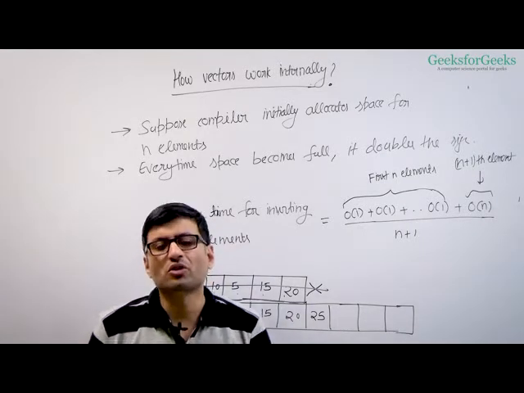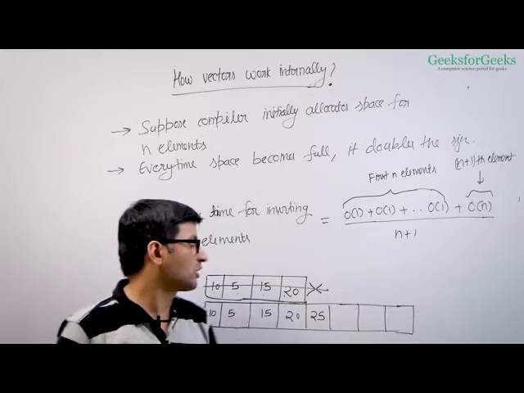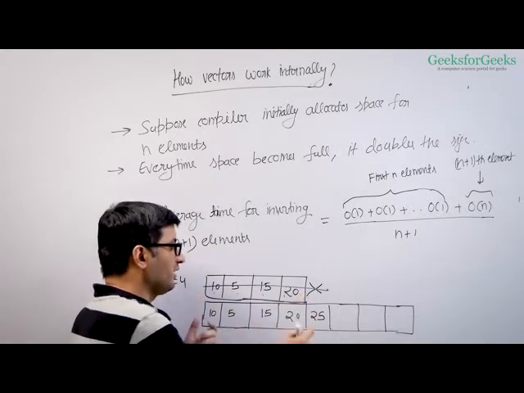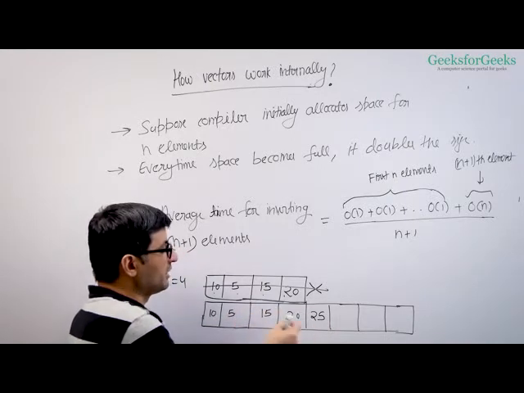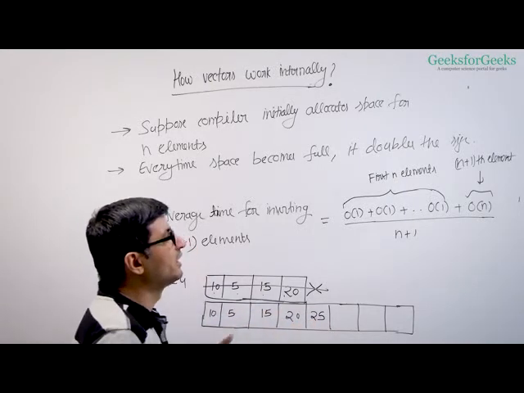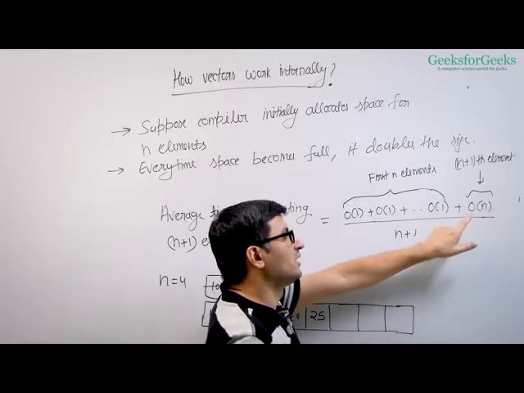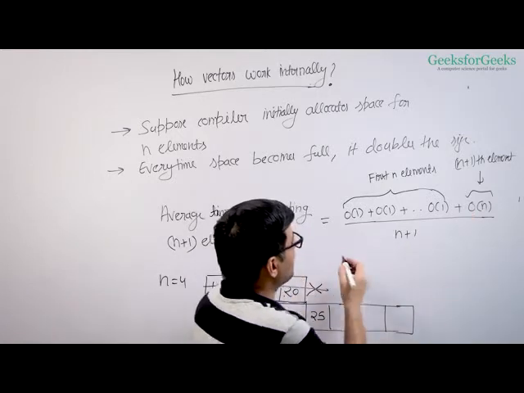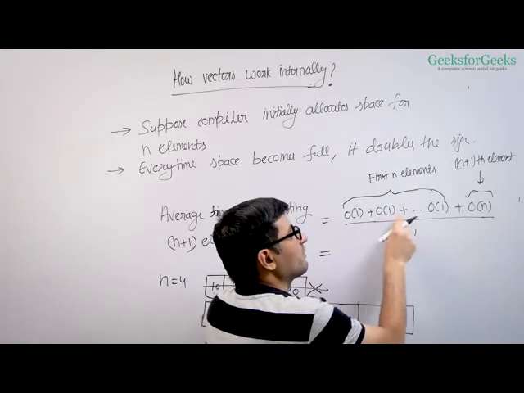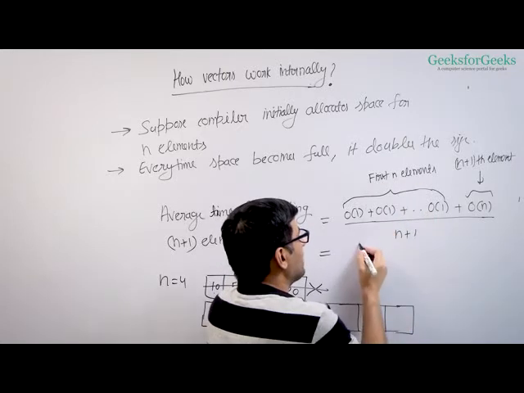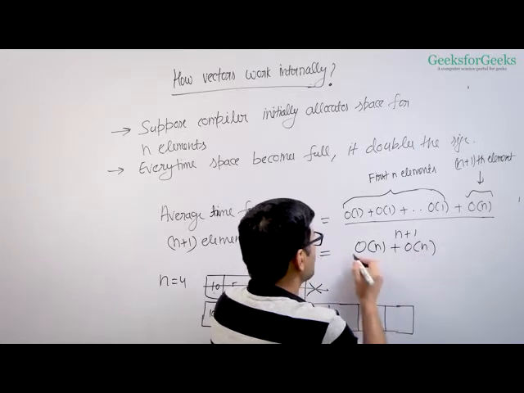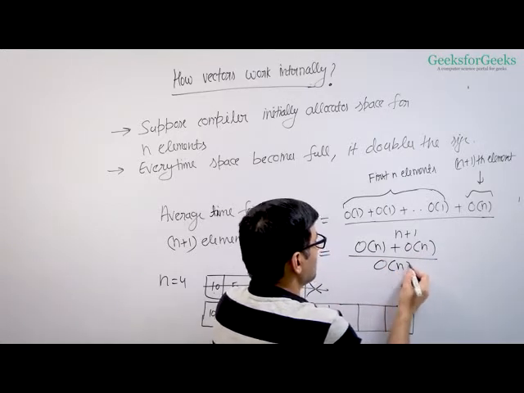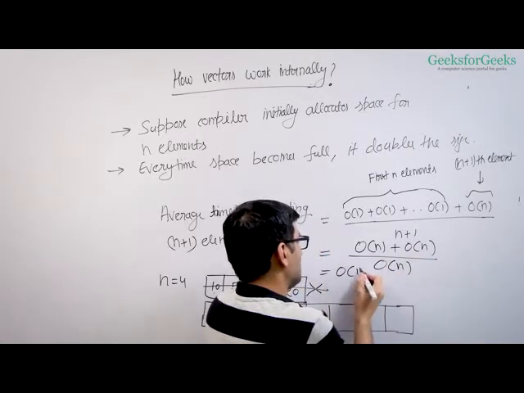All that is going to take big O of n time, because your array is of size n. You created an array of size 2n, you copied the n elements and then inserted one more element. So it's big O of n time, right? What is the average value? If you add big O of 1 n times, what will you get? You will get big O of n plus big O of n, divided by n plus 1. So what do you get? You get big O of 1.